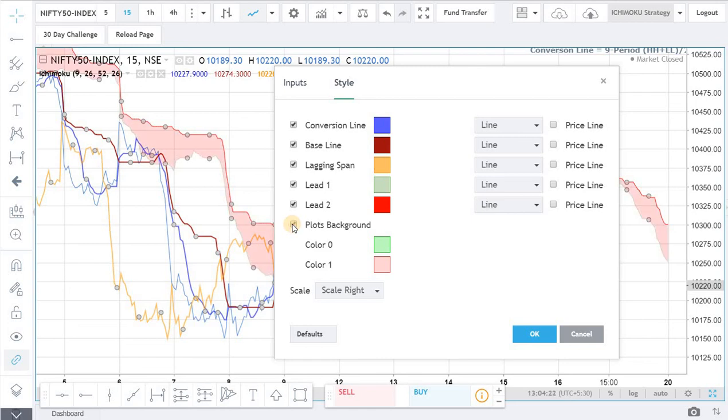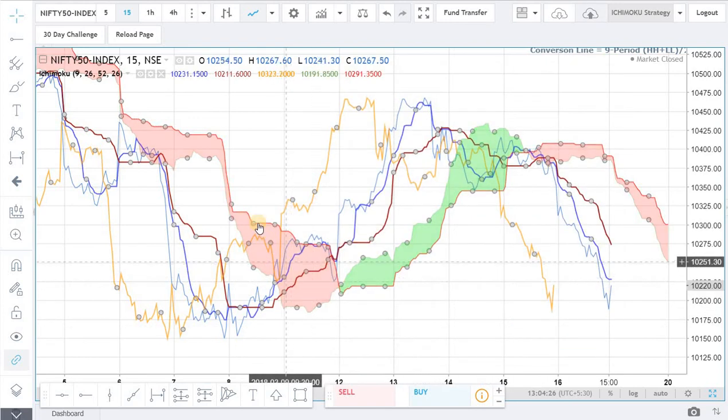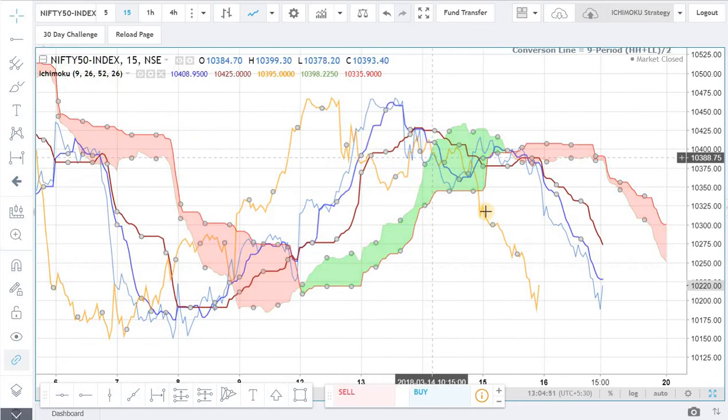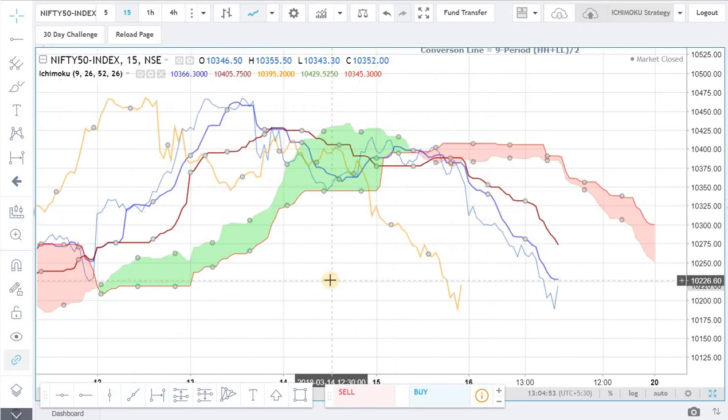So if you plot a little bit of a shadow for these areas between span A and span B, it basically helps you separate those from the remaining 3 moving averages, and it also helps you understand whether it is a bullish or a bearish scenario. So in this case, the red cloud basically means that the market is bearish. The green cloud basically means that the market is bullish. Okay, fairly simple, fairly simple.